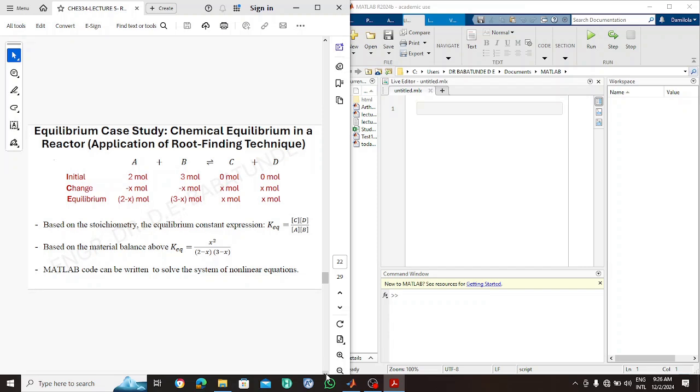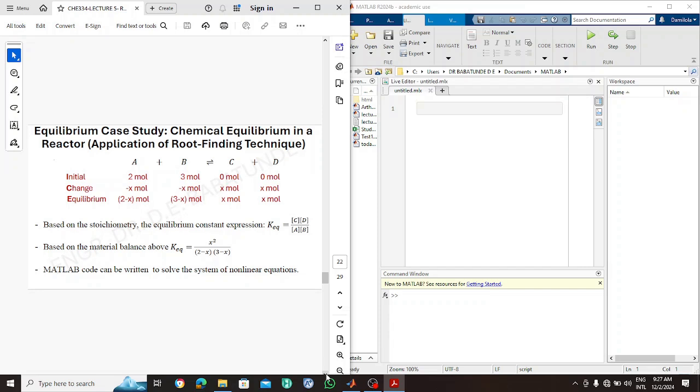So we don't know X, we need to know X. So we will set up the equilibrium constant expression. In this case, the stoichiometric coefficient is 1. So everything is going to be C raised to power 1 multiplied by D raised to power 1, divided by A raised to power 1 and B raised to power 1. The square bracket indicates concentration. But if it has other values apart from 1, it's going to be raised to that power.